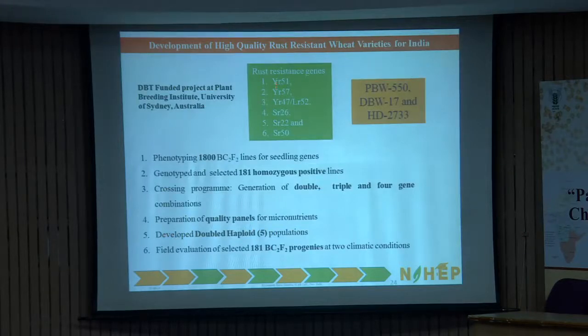We had 6 genes: Yr51, Yr57, Yr47 linked to Lr52, SR26, SR22, and SR50 for stem rust resistance. All these genes are effective against Indian pathotypes. We wanted to transfer these genes into these 3 Indian varieties, which were famous varieties, and a few of them are still in the breeder seed production pipelines. So this is the process we followed.